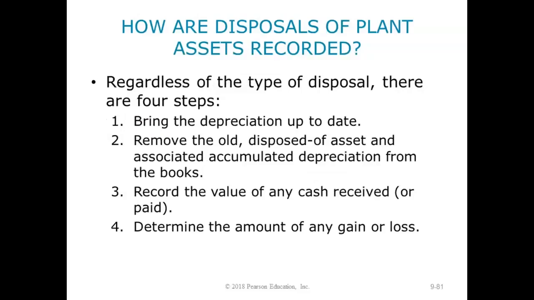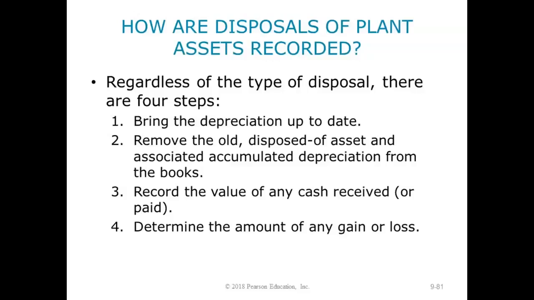Now, there are 4 steps whether you're disposing of it, getting rid of it, or exchanging it. Number one, you have to bring your depreciation expense up to date as of the date of the sale. The other thing is you're going to remove the old disposed asset. You're going to get that off the books, along with any associated accumulated depreciation. So you want to remove the book value of the asset, meaning the cost minus accumulated depreciation. Then the other thing is you want to record the value of the cash.